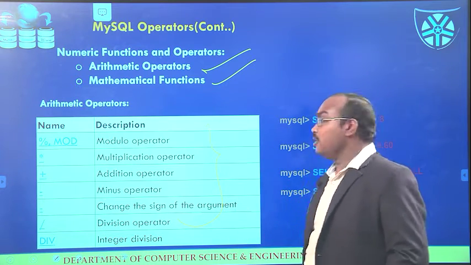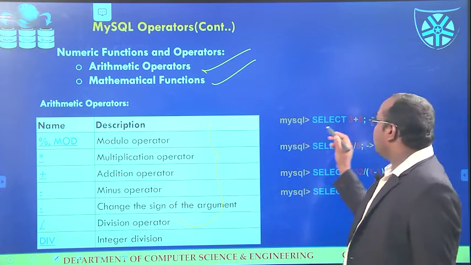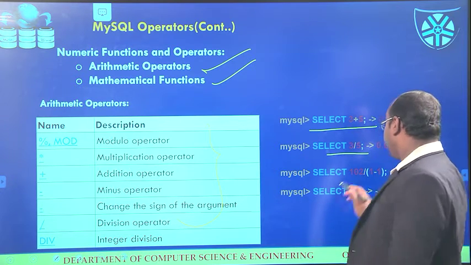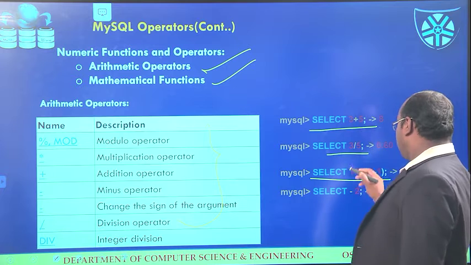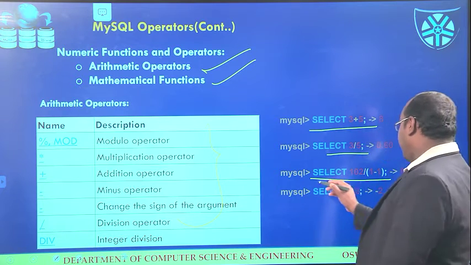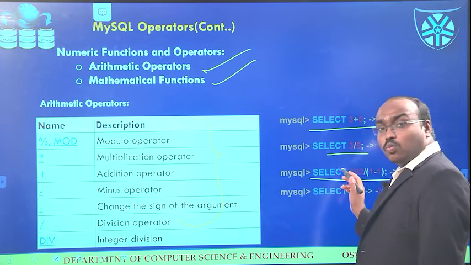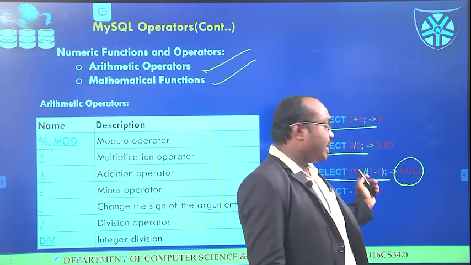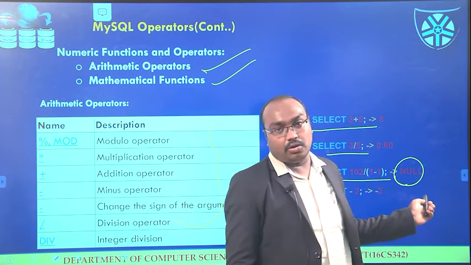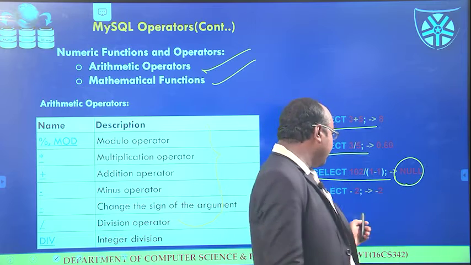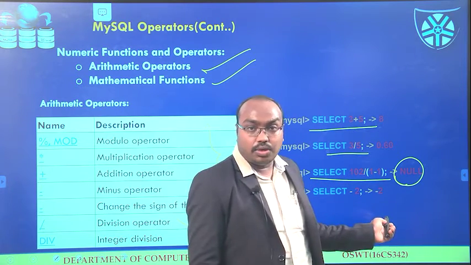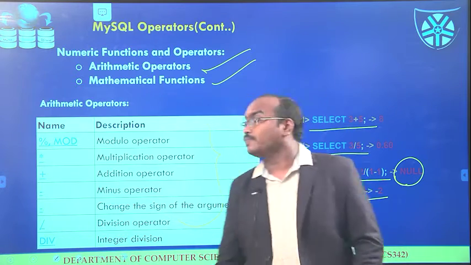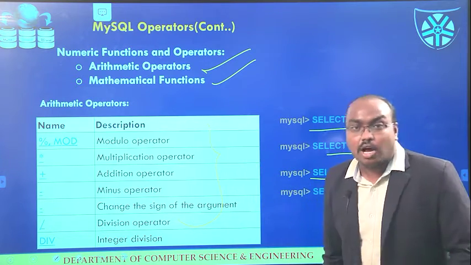Let us take an example. Here 3 plus 5, addition, division, and select division by 0. So here 102 by 0, division by 0, it will return null values. And the next one, select minus 2, unary operator. Then it will automatically return minus 2 value. So these are the arithmetic operators.